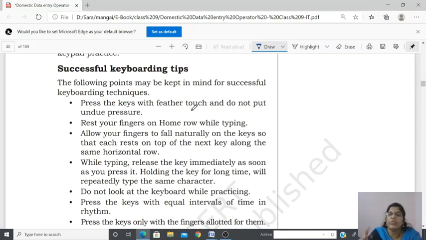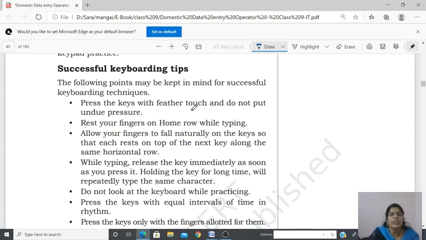If you are pressing only one key, even though you are holding all the 8 fingers, only the particular key should be pressed, and the remaining fingers should be in a rest position. If you are pressing S, only S should be pressed, and the remaining fingers should be in a rest position on the home row itself.